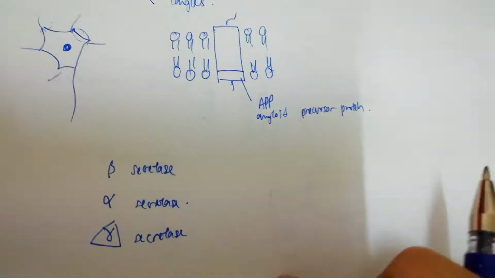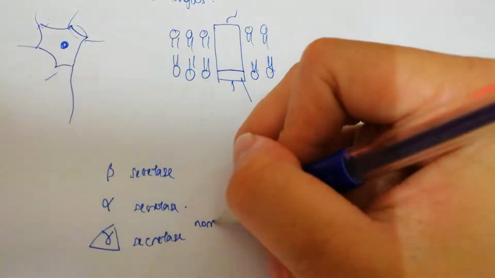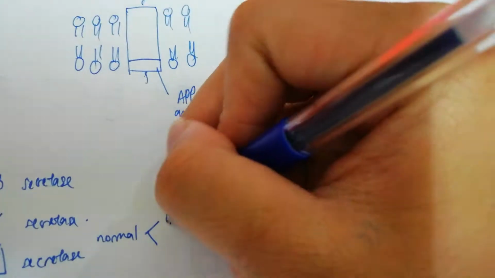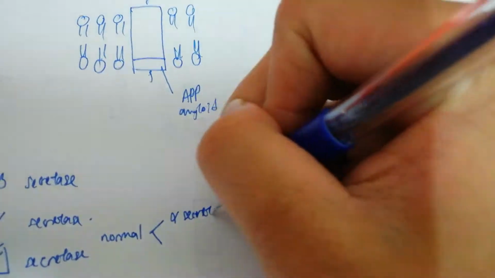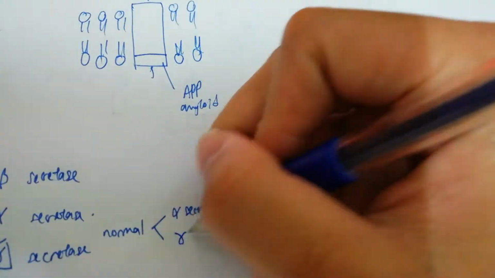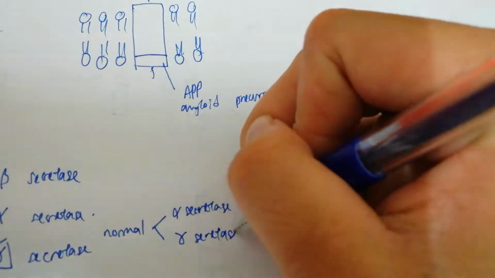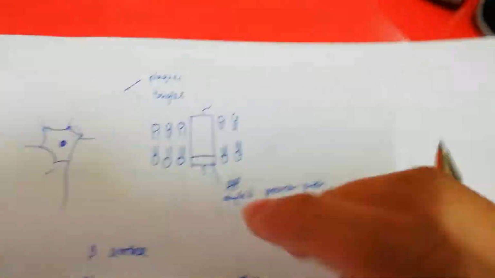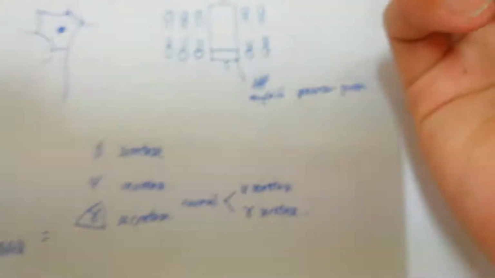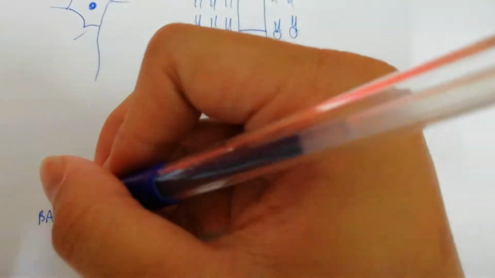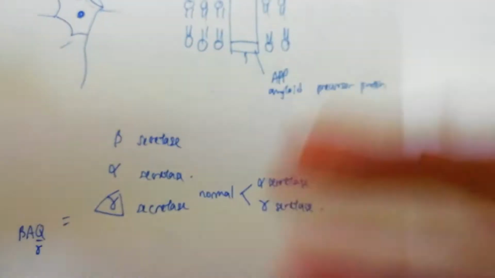And in a normal condition, we have alpha secretase and gamma secretase working together. So how are you going to memorize these three things? You can just think of it as BAQ, like our exam questions, BAQ. So just think that this Q is actually gamma. So BAQ, it is arranged in such a way.